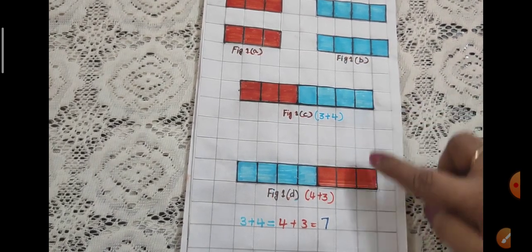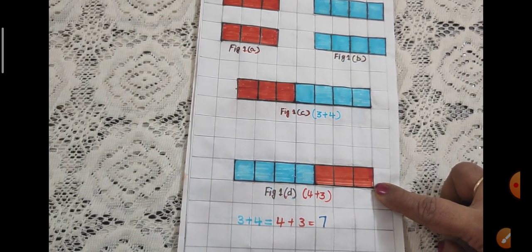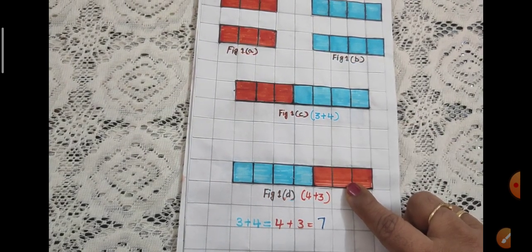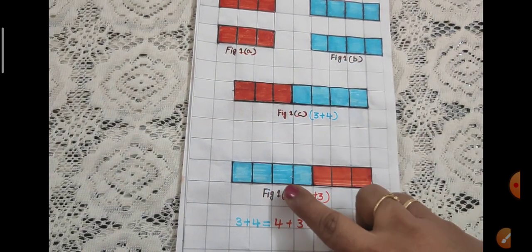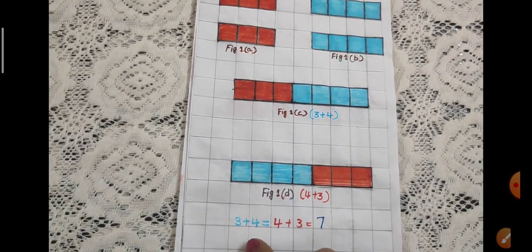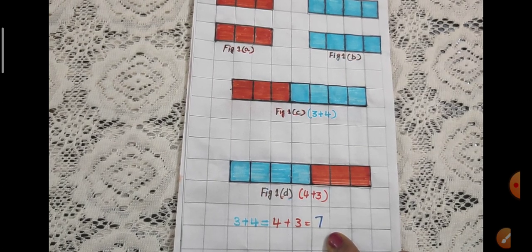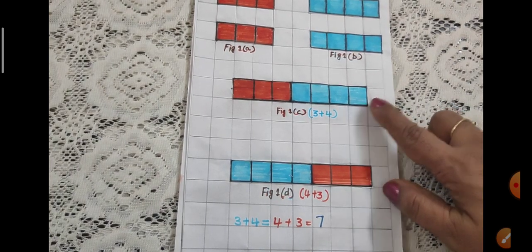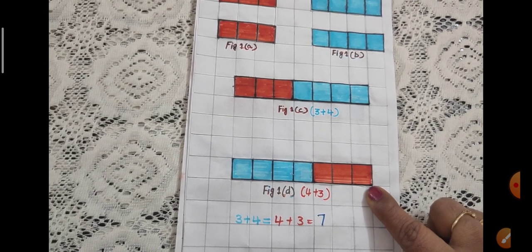Now, let us compare these two strips. What do we find? We find that both the strips are of equal length. Both the strips are of length 7 square units. That means 3 plus 4 is equal to 4 plus 3, which is equal to 7. This proves that the addition is commutative for whole numbers.